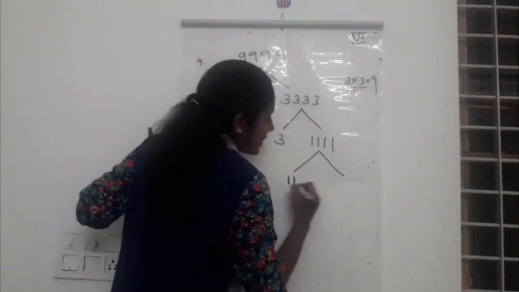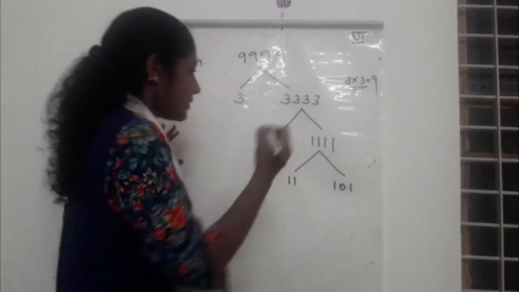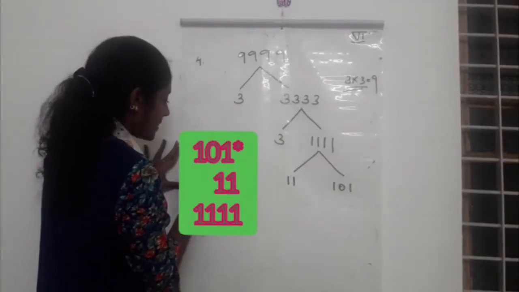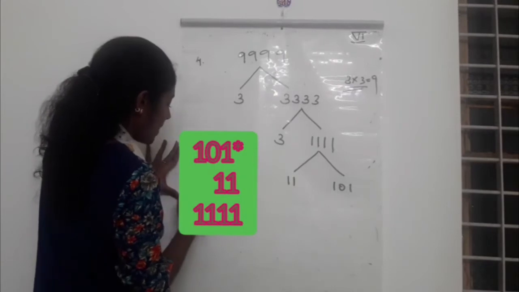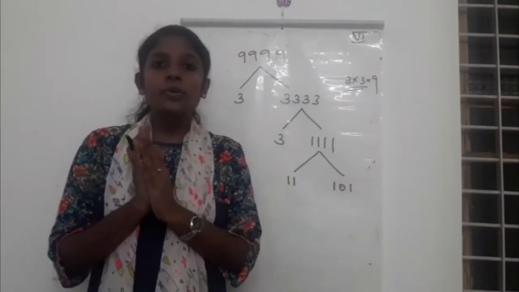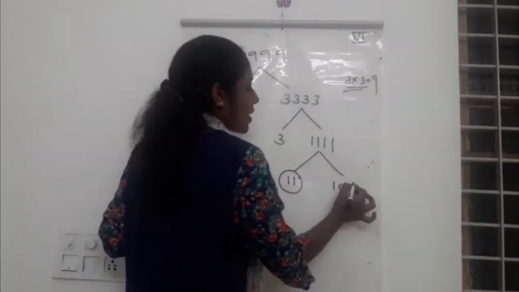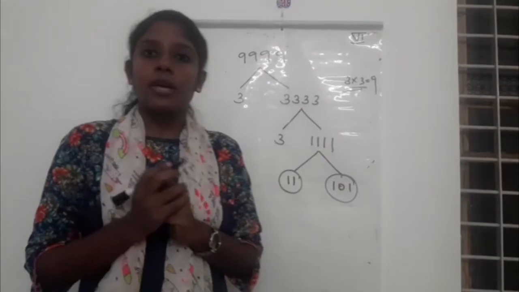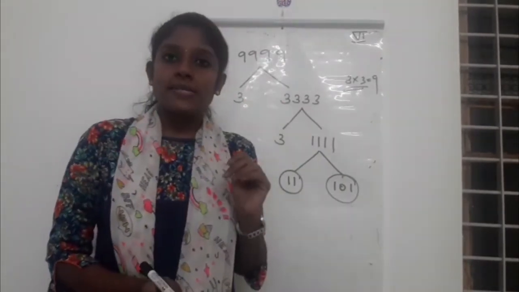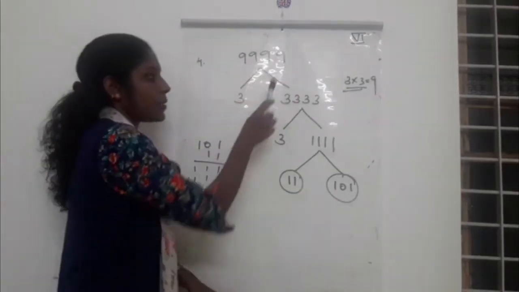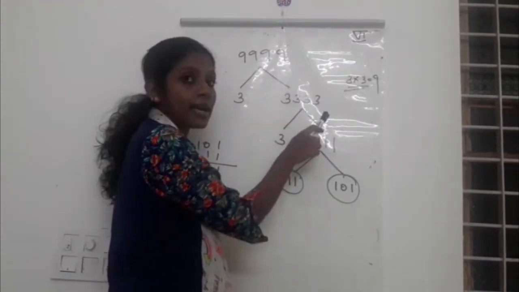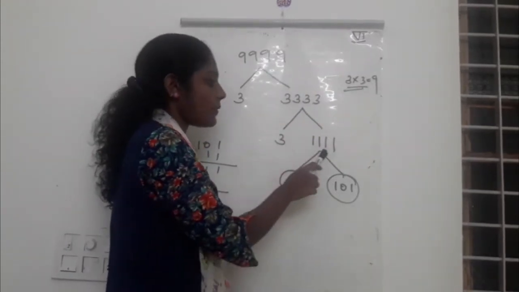How will you express it? That is 11 into 101. You can multiply and check. What is 11 into 101? 11 into 101 is 1111. Okay, so that is 11 into 101. Further you cannot do, as 11 is a prime number and 101 is also a prime number. Further you cannot express. So this is how we express the greatest 4-digit number as factors. That is 9999 as 3 into 3333, and 3333 again is 3 into 1111.